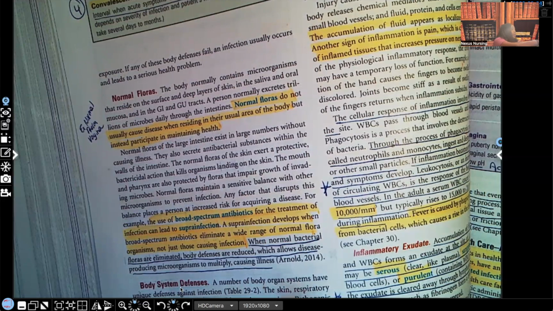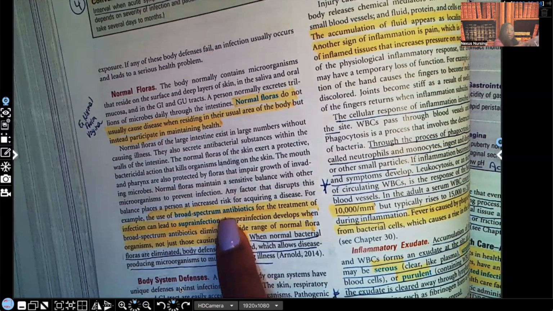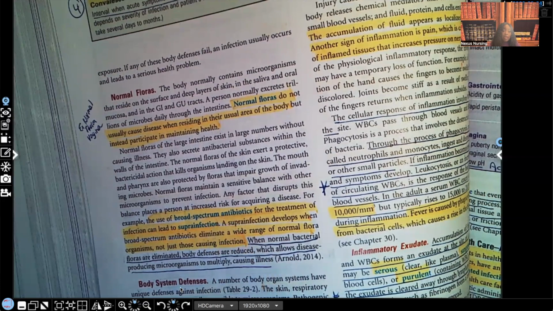Now, let's scroll down here to where it says broad spectrum antibiotics. The use of broad spectrum antibiotics for treatment of infection can lead to superinfection. Broad spectrum antibiotics, guys, they kill everything. Gram negative, gram positive, everything's got to go, right? They're not specific. They can lead to superinfection. Superinfection develops when broad spectrum antibiotics eliminate a wide range of normal flora organisms. Remember, normal flora is good.